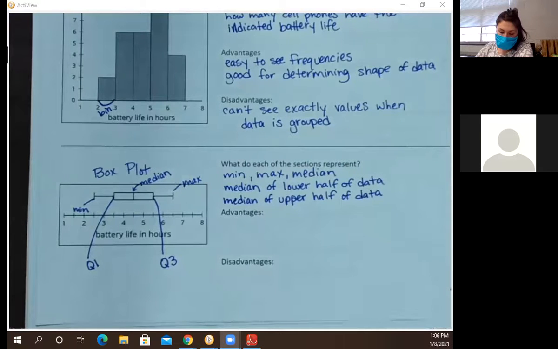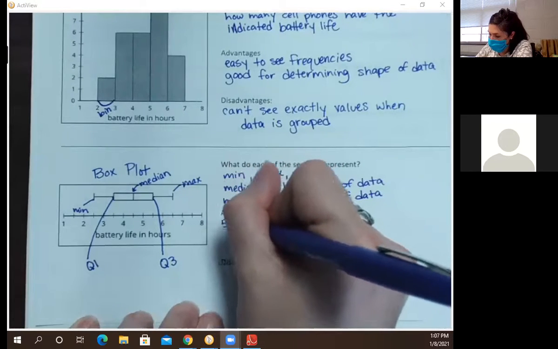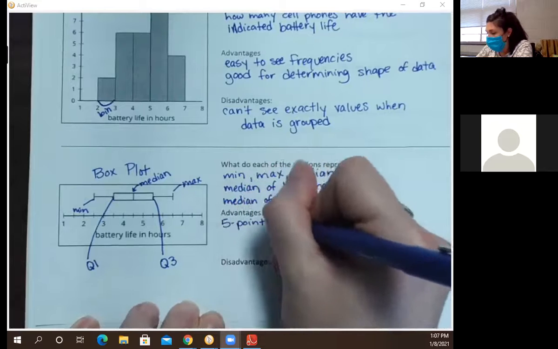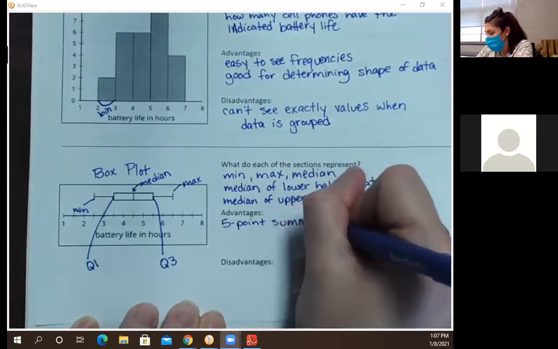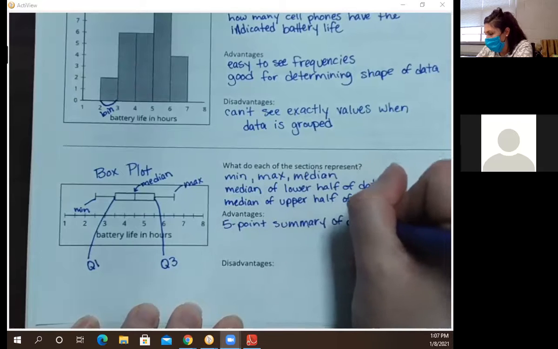The nice thing about a box plot is that it gives us what we call a 5-point summary of our data. So we know the minimum value, we know the maximum value, we know the middle of all of it, and then we divide it into 4. So there are 5 points. We get a 5-point summary of our data.